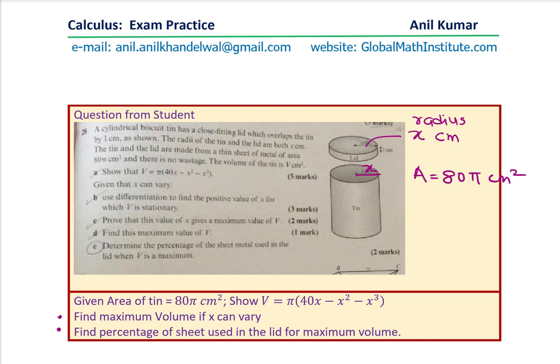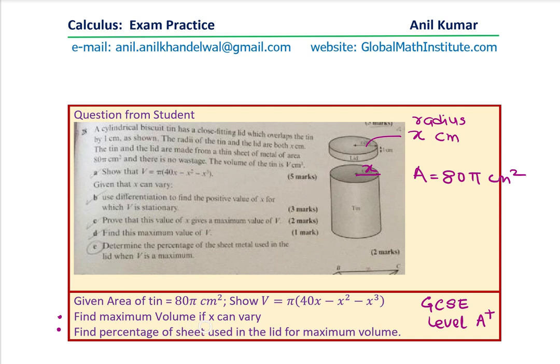So first part is that we have to show that V equals pi times 40x minus x square minus x cube. So that means that this question probably comes from GCSE because they give you hints to solve a question, right? So most probably it is GCSE, level A or A plus, I think. And we need to show that the volume is this.